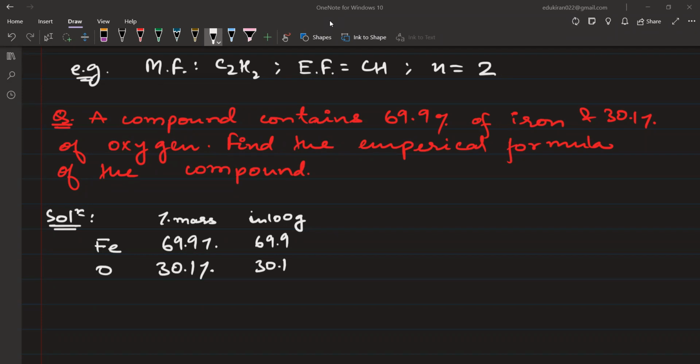So I have the percentage that has been given. I've written that, and then I've just converted that to 100 grams just to feel comfortable with grams, because in percentage we can't work. We can work in grams, right? Okay. Now, which is heavier, Fe or oxygen? Which is heavier?